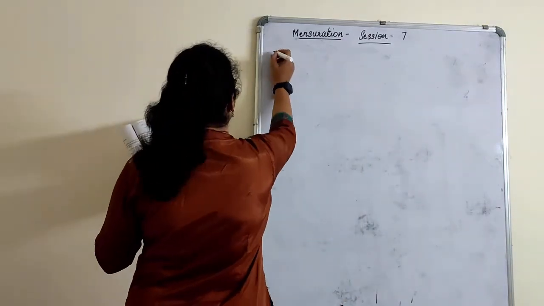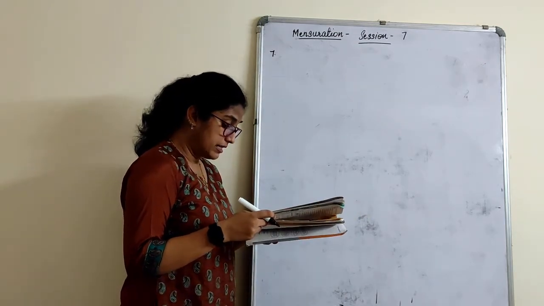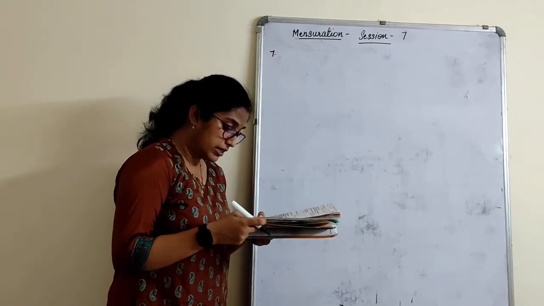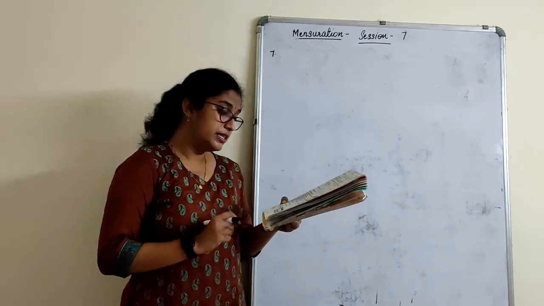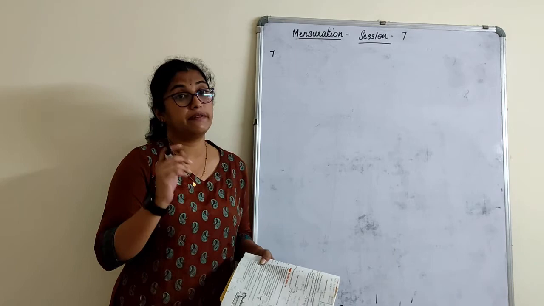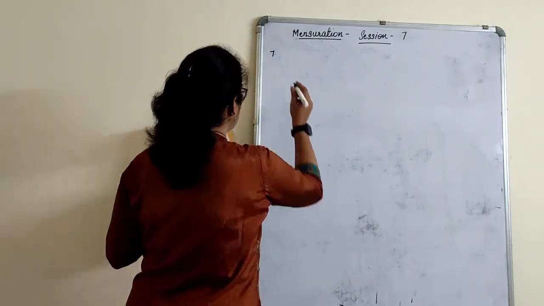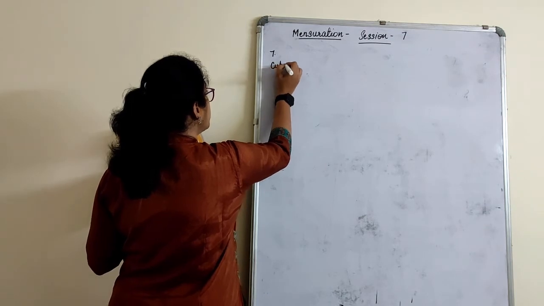Seventh one. If the edge of the cube is doubled, how many times will its surface area increase? How many times will its volume increase? Such questions you can expect even in MCQs also. So know the pattern here. It is about the cube that we are writing.